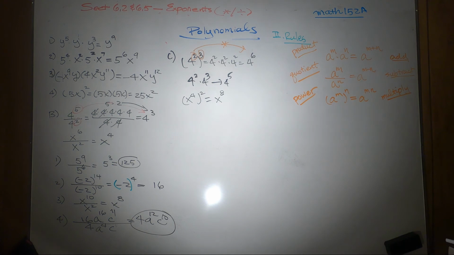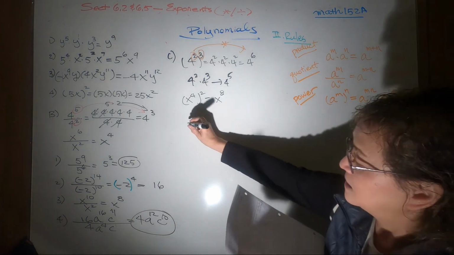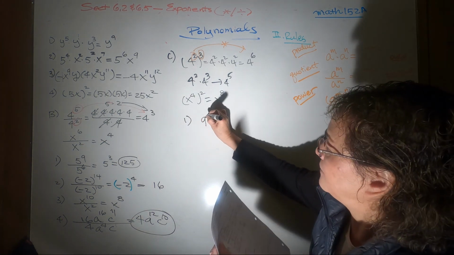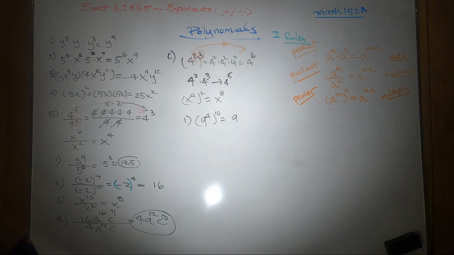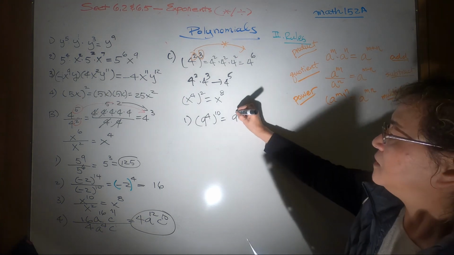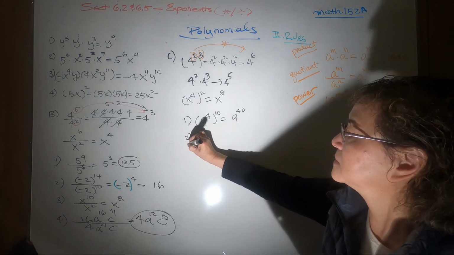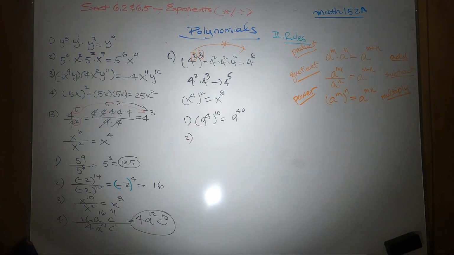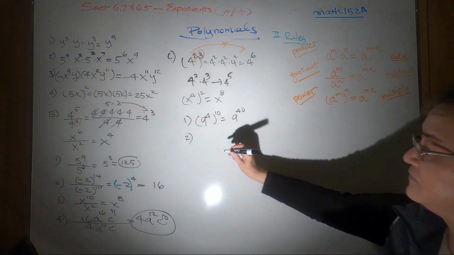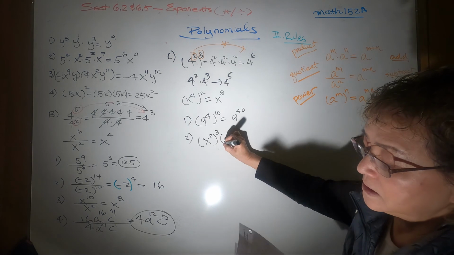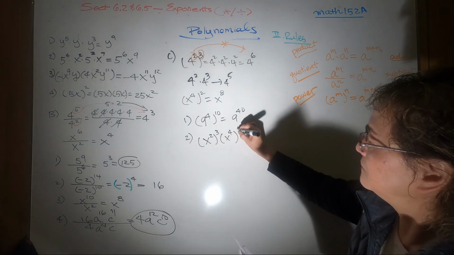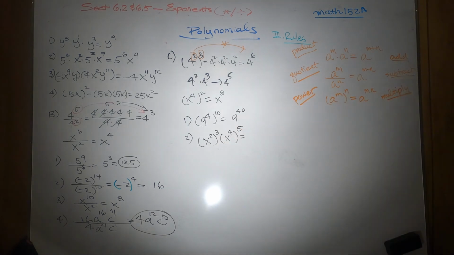We'll have more practice on the right hand side. So if you have 9 to the 4th to the 10th power, how many 9s you have? You multiply them, right? And if we have this one, x squared to the 3rd and x to the 4th to the 5th, what do you think?